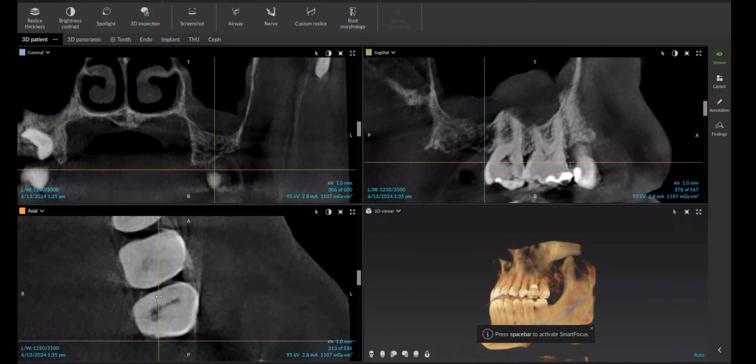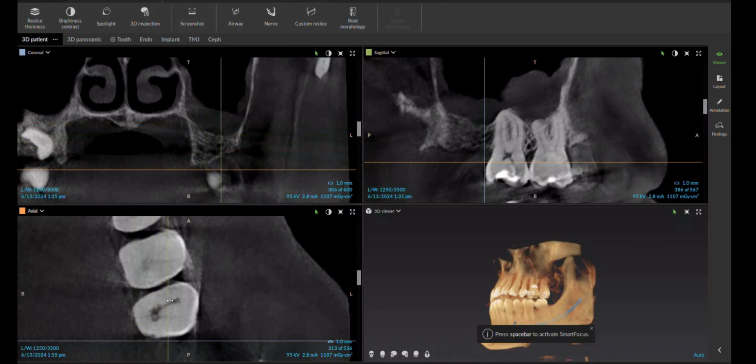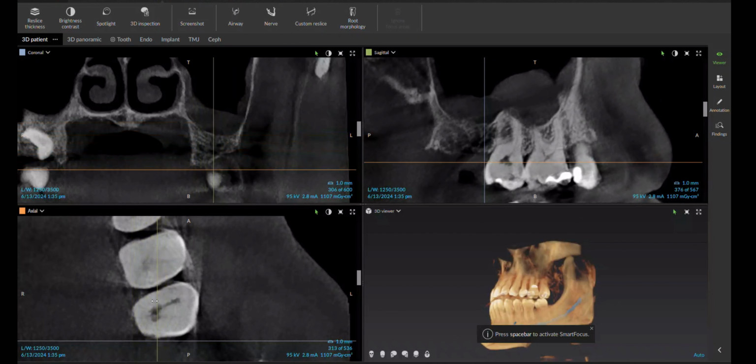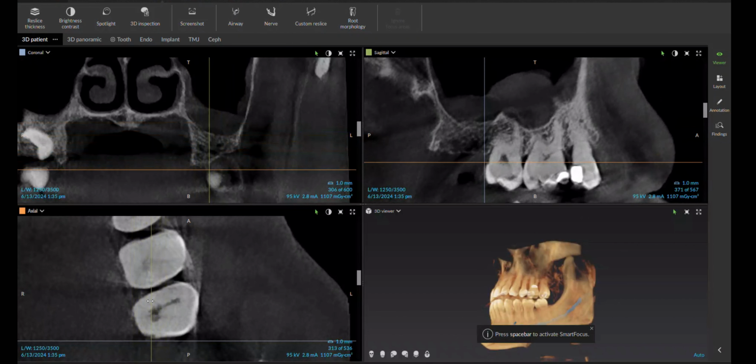I may make a small notice right here. It looks like there might be a radiolucent line that could be suggestive of a crack. With that said, that's such an uncommon area for a crack, so I'm looking at this right here. If anything, that might just be a nutrient canal coming off of the pulp.